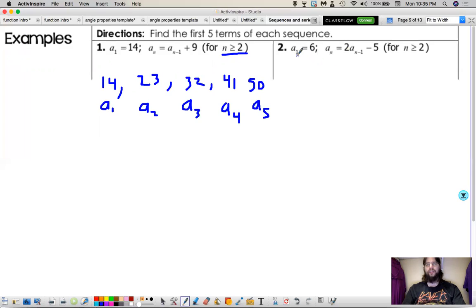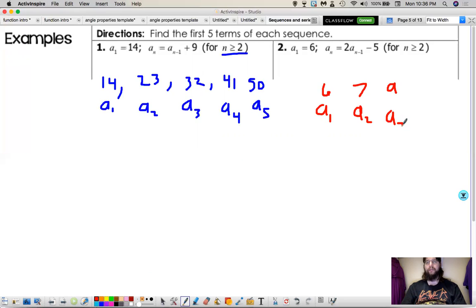It tells us that the first number is 6. And to get the next number, we need to double that number and subtract 5. That's what this formula says: multiply a sub n minus 1, the previous number, times 2, subtract 5. So A1 is 6. If we double 6, that's 12. 12 minus 5 is 7. That's A2.